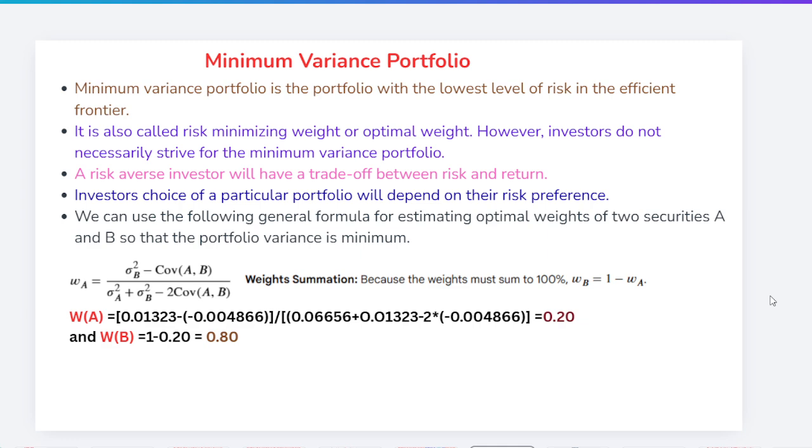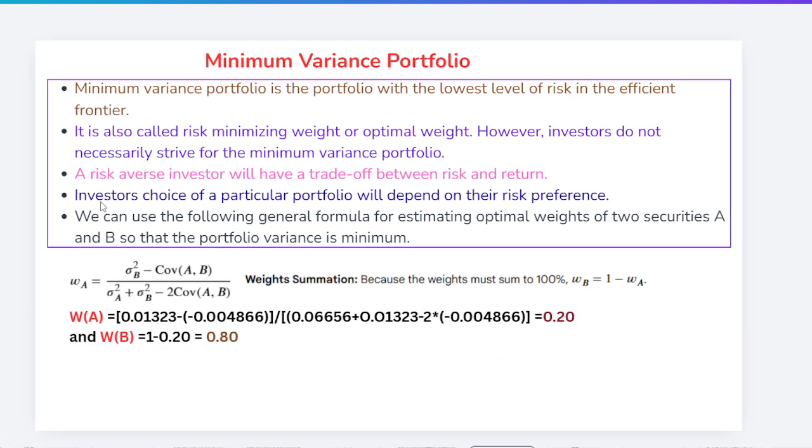It is also called the risk minimizing weight or the optimal weight. However, investors do not necessarily strive for a minimum variance portfolio. For example, a risk averse investor will have a trade-off between risk and return. So an investor's choice of a particular portfolio will depend on their risk preference.